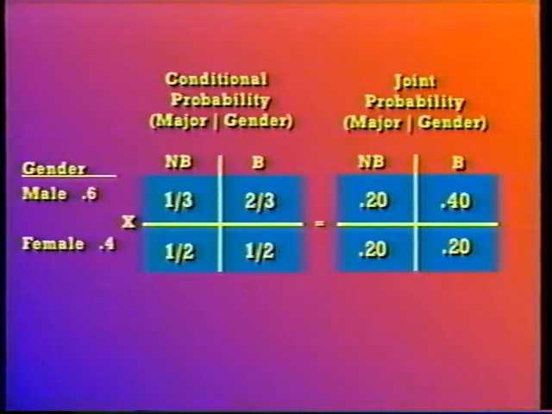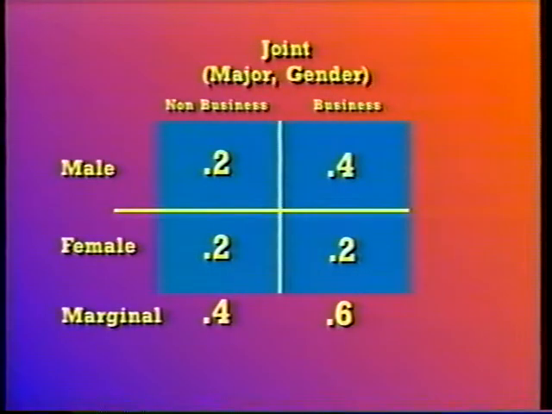This gives us a joint probability table. Step 3, add the columns of the joint probability table so we can get the marginal probability of business and the marginal probability of non-business students. These are our new marginal probabilities.